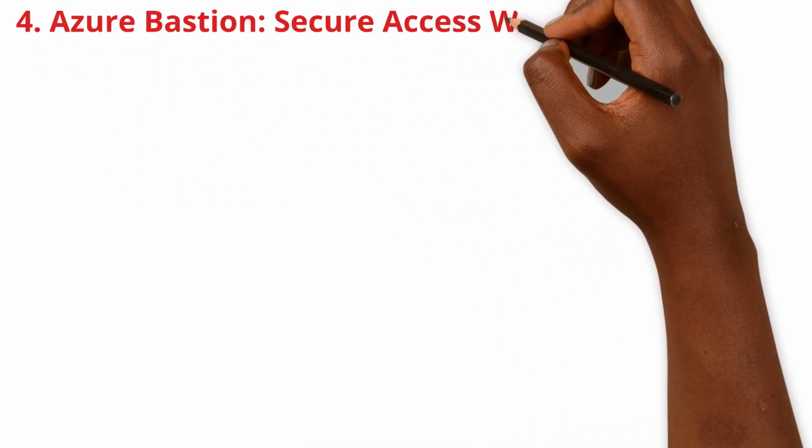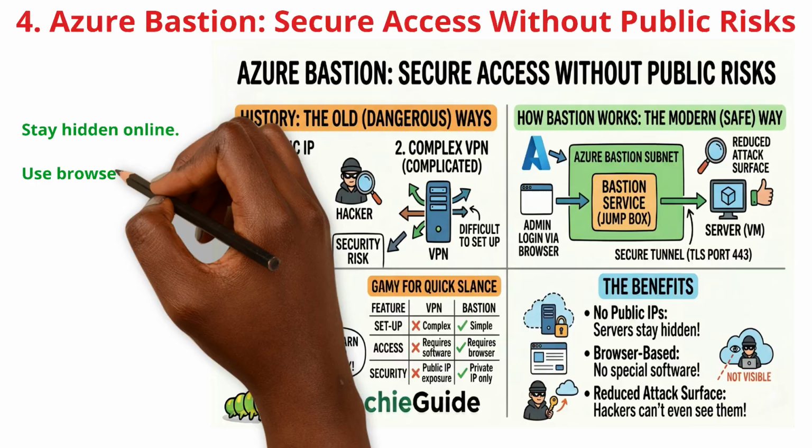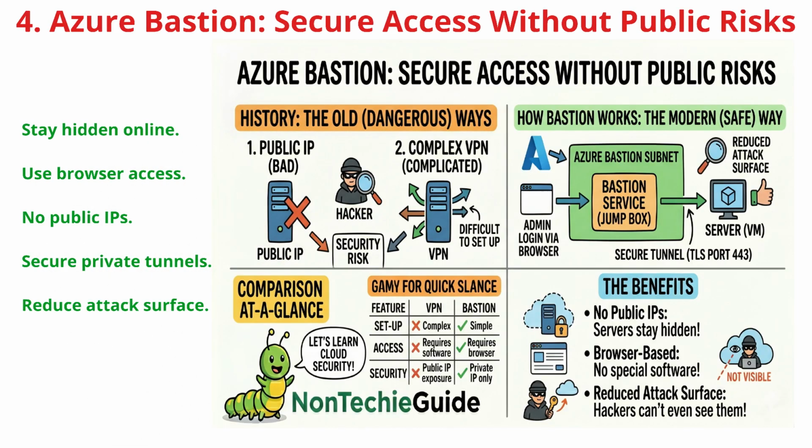In the past, managing cloud servers was a risky business. You either had to give your server a public IP address, which left it exposed to every hacker on the internet, or deal with the headache of setting up a complex VPN. Azure Bastion changes the game by providing a modern, private-first way to connect. Think of it as a secure, glass-enclosed greeting room.